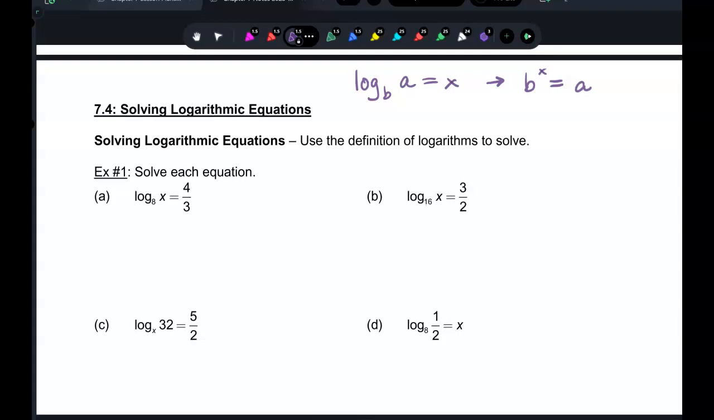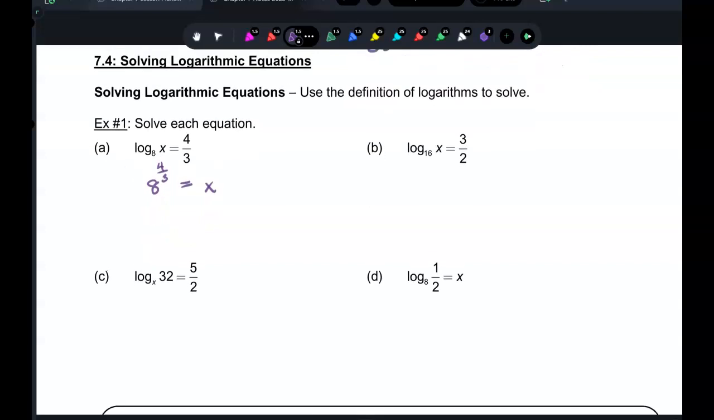Okay, so let's try this. Little base 8 becomes a big base. What is the exponent? 4/3 equals x. Now, 4/3, we can reevaluate by changing it into the cube root of 8 to the 4th power. Remember from our previous chapter, the bottom number is the root, the top number is the power. So what is the cube root of 8? 2. What's 2 to the 4th? 16.